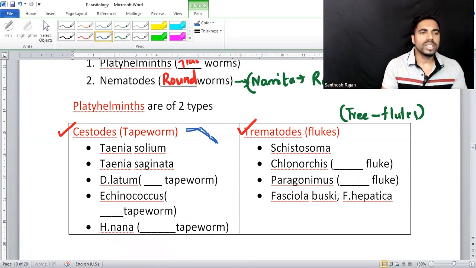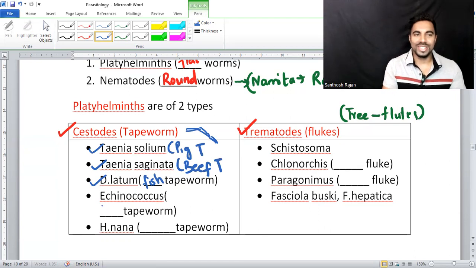Taenia solium, Taenia saginata, Diphyllobothrium latum. Taenia solium is called the pork tapeworm. Taenia saginata is the beef tapeworm. Diphyllobothrium latum is also called the fish tapeworm. We won't talk individually, I'm just saying in advance. Taenia solium is the pig tapeworm and Taenia saginata is the beef tapeworm.